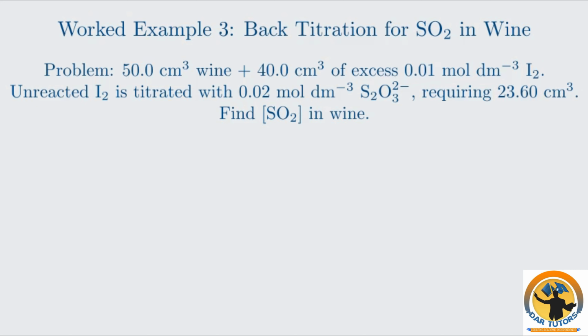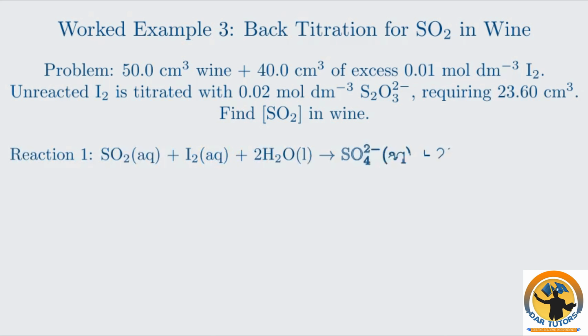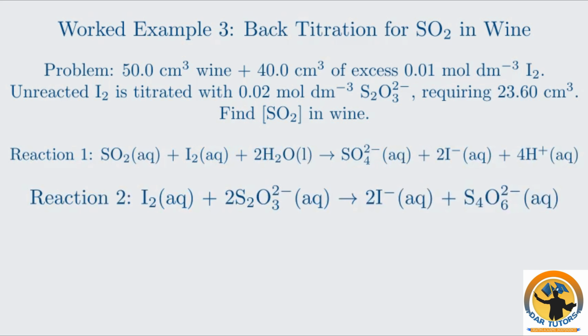The first reaction consumes the analyte, SO2, and part of the excess reactant, I2. The second reaction determines how much excess reactant, I2, is left over. The first reaction is between sulfur dioxide and iodine. The second is the titration of the remaining iodine with thiosulfate. We are given the equations for both reactions.